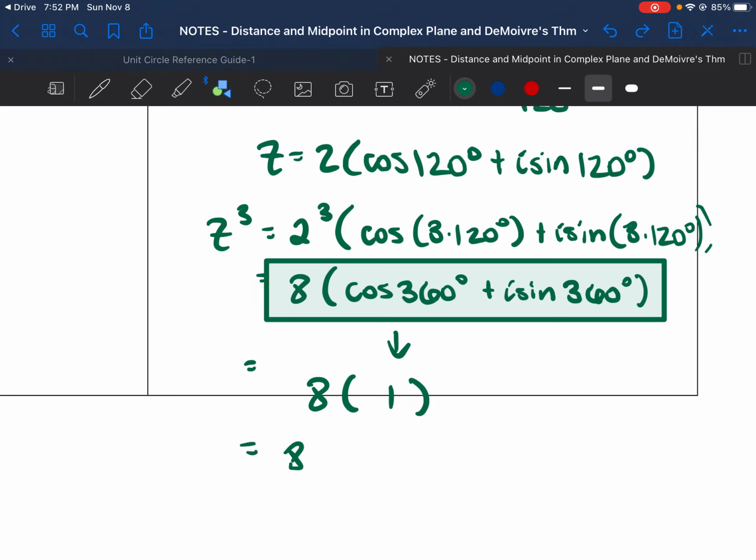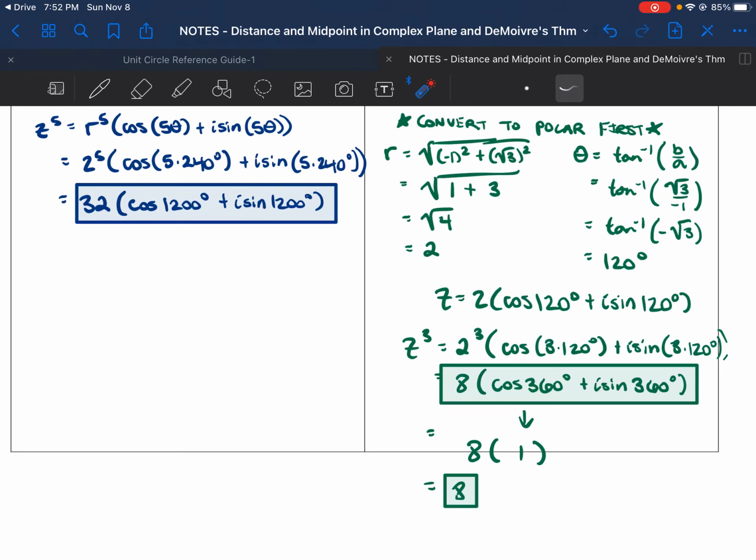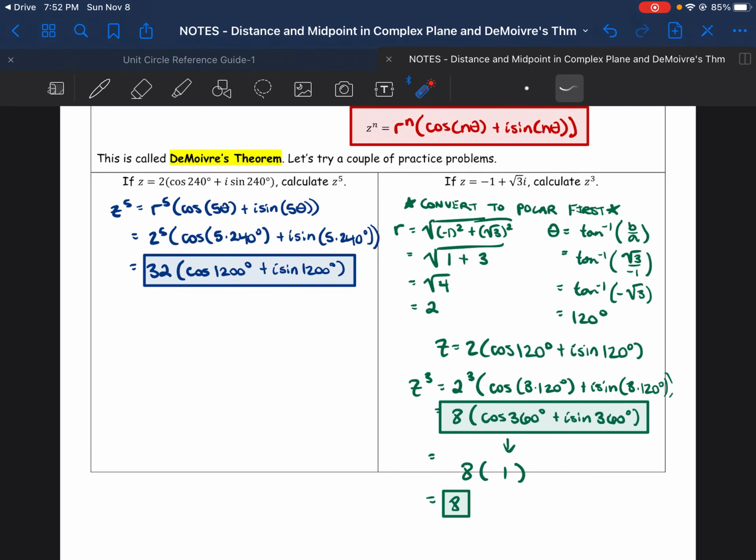There we go. So either of those answers would be acceptable: 8 cosine 360 degrees plus i sine 360 degrees, or just simply 8 converted back to rectangular form.